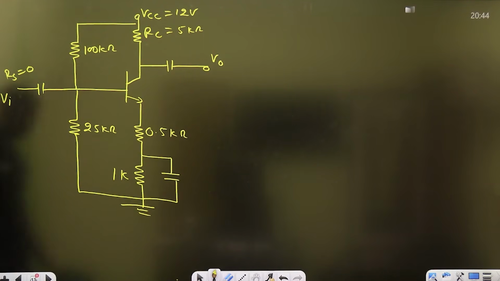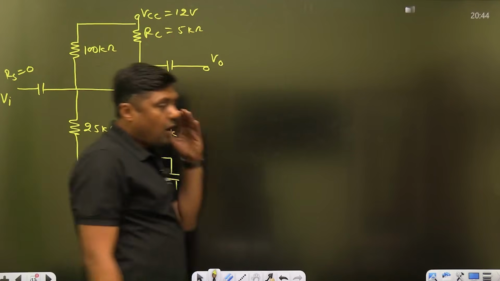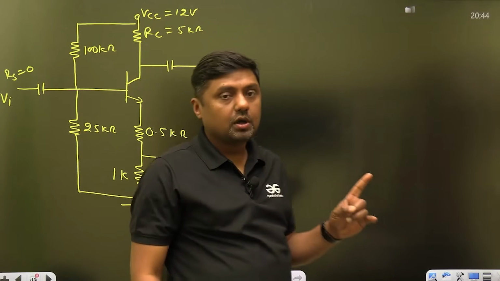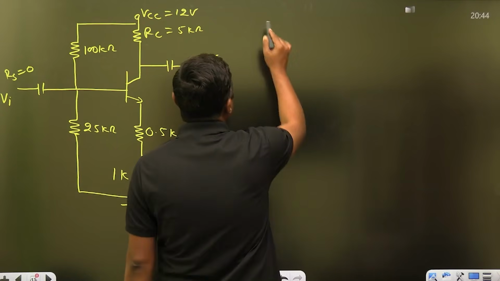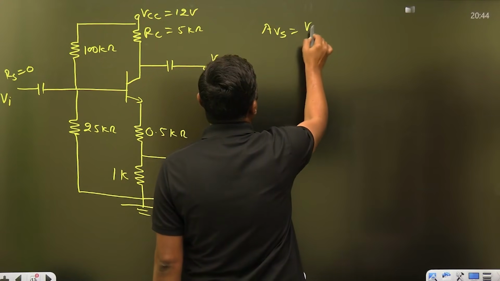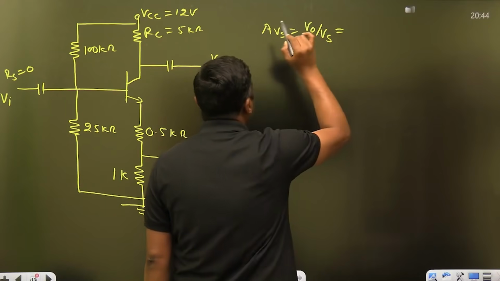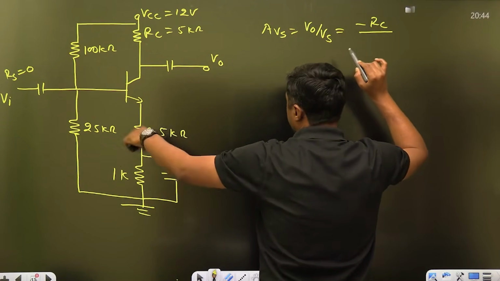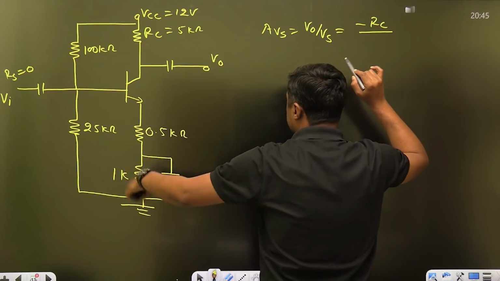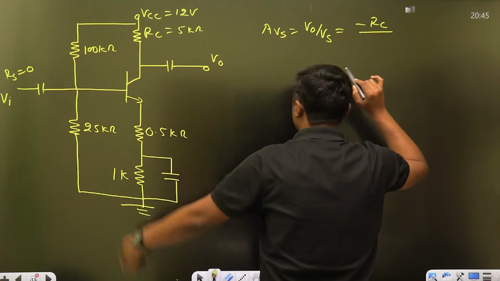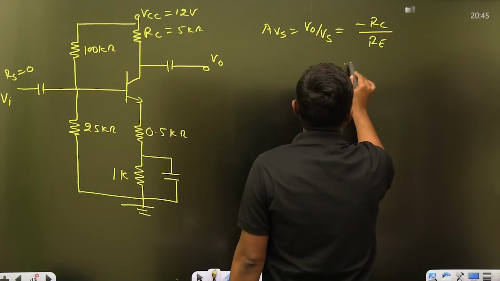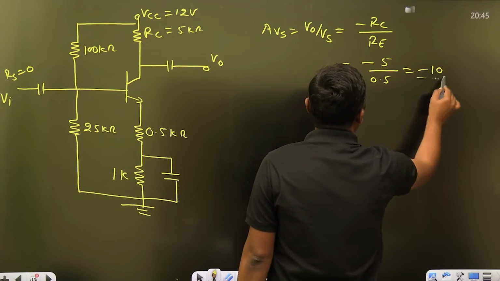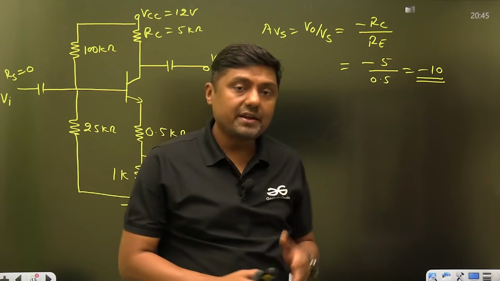Now my dear friend, from approximate analysis, always solve with the approximate analysis in the exam hall. What is the answer for this question? Approximately, as I have already explained in my class, the mid-band voltage gain is given by V0 by Vs equals minus RC upon RE, if it is unbypassed. Because it is already bypassed, this capacitor will act as short circuit. So this is the RE. RC is 5, RE is 0.5. The gain will become minus 10.